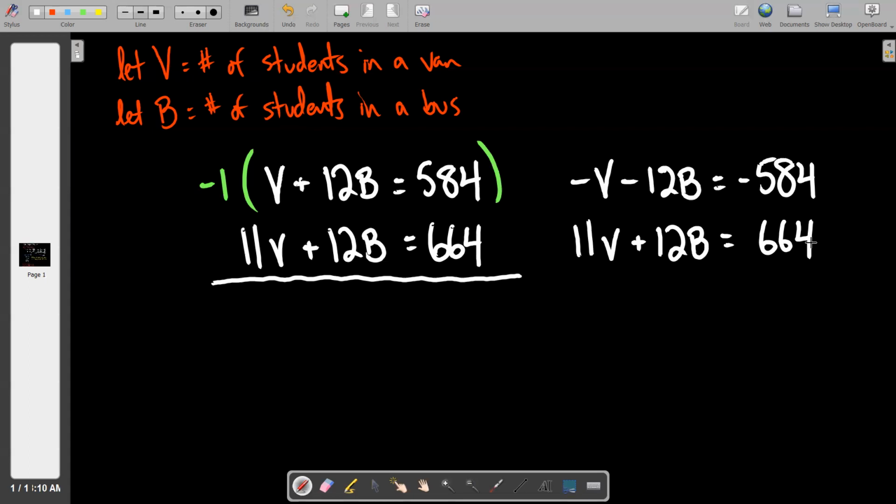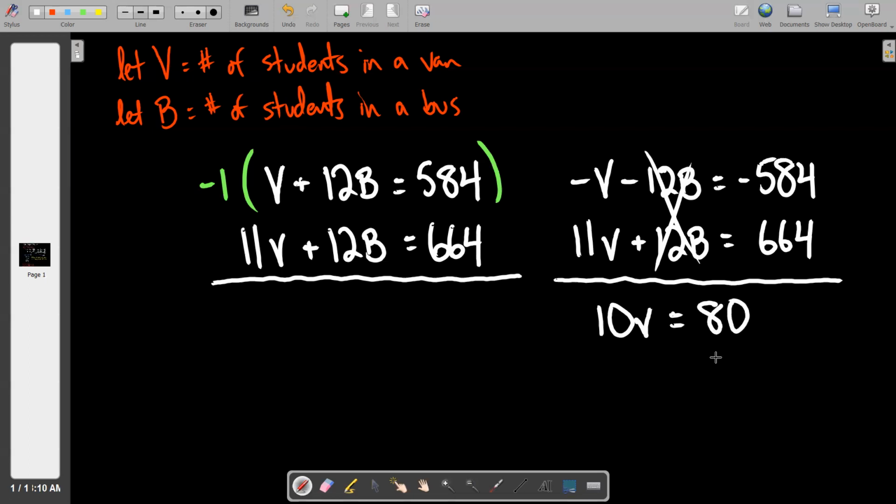All right, let's add them together. How many V's do we get? How many B's do we get? None. And then what's negative 584 plus 664? 80. 80 divided by 10. 8.